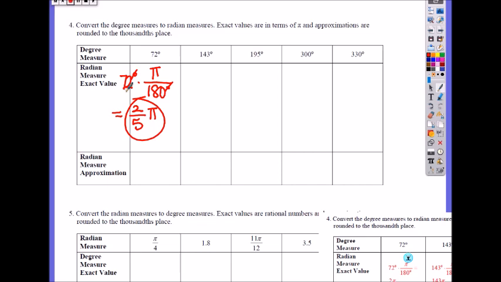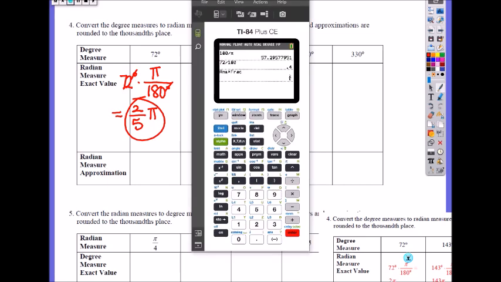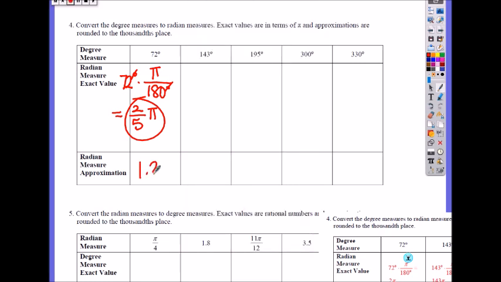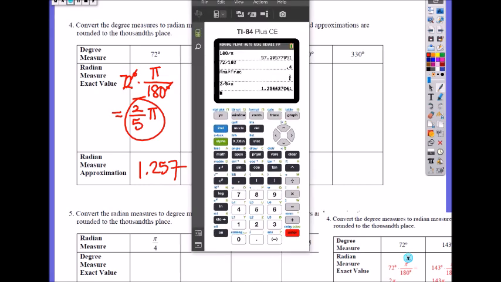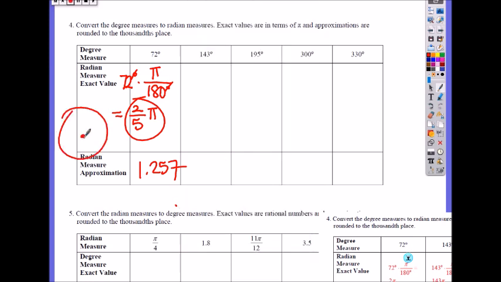What is the approximation of that? Just plug into the calculator. 2/5 times what? Pi, and that's about 1.257 radians. So what does that mean? When you look at the circle, 72 degrees is what? How many radius? 1.257 of this length, radius.